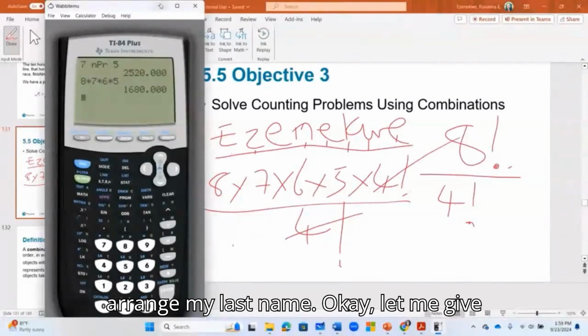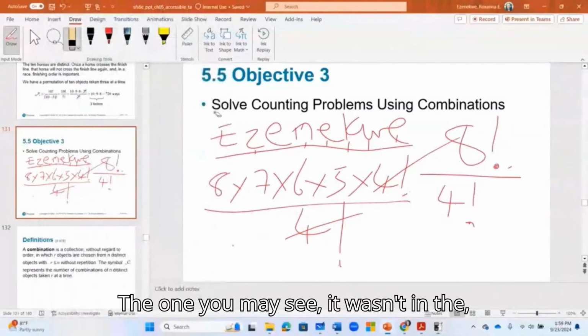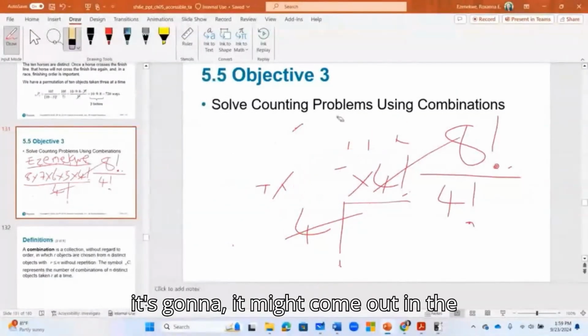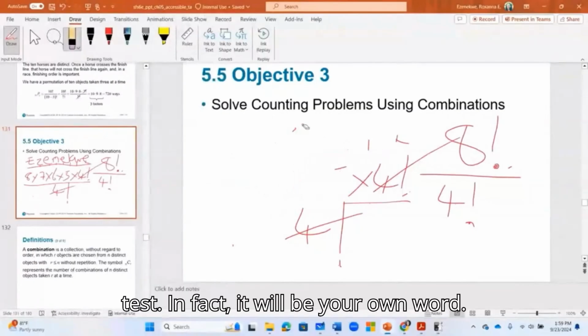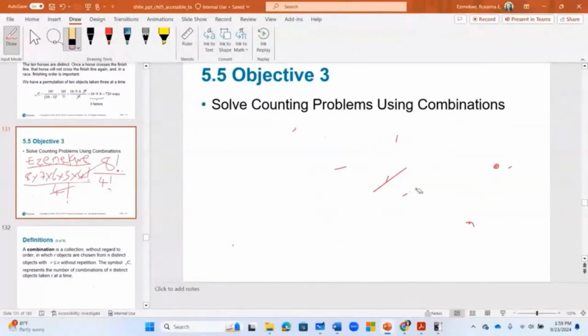Okay, let me give you the one that comes out in the test. The one you may see, it's not even in the practice test, but it might come out in the test. In fact, it will be your homework. Mississippi.